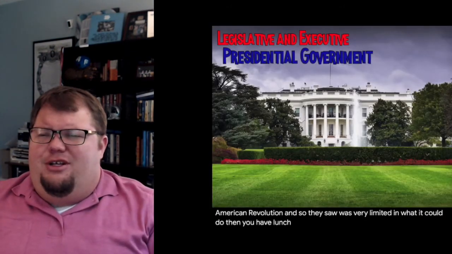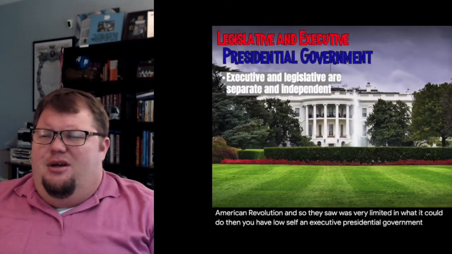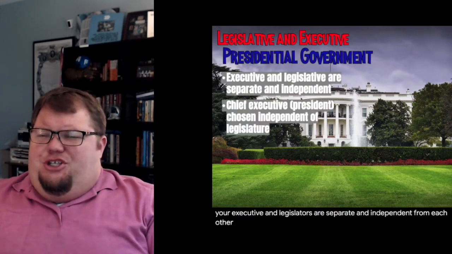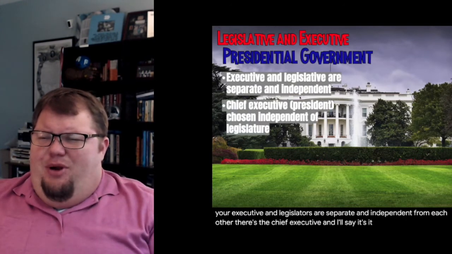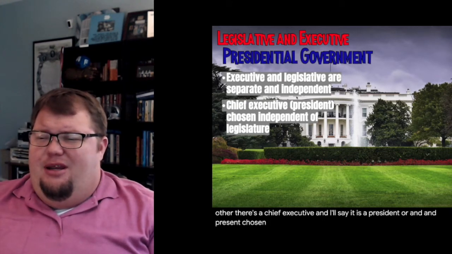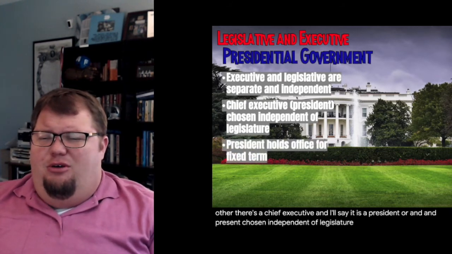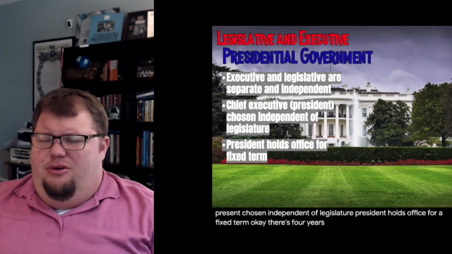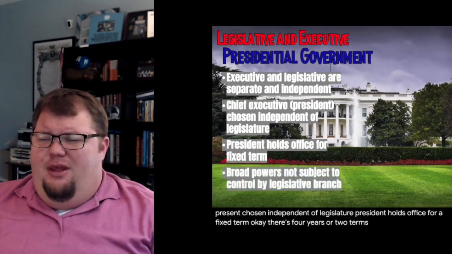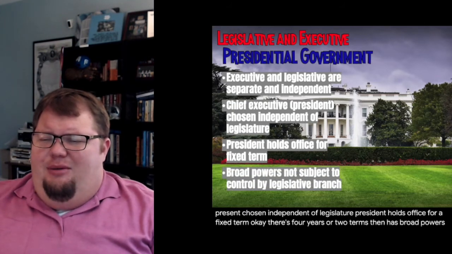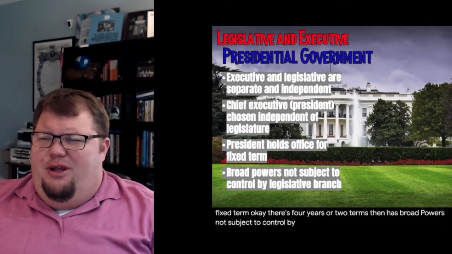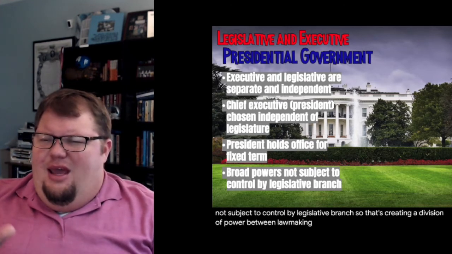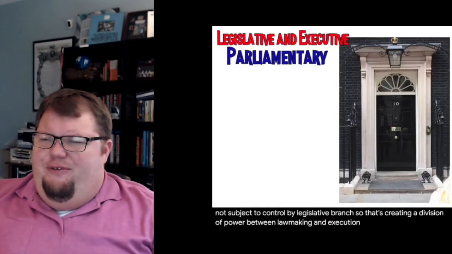Then you have presidential government, where the executive and legislature are separate and independent from each other. There's the chief executive, which in the United States is a president. The president is chosen independent of the legislature and holds office for a fixed term, four years, for two terms. The president has broad powers, not subject to control by the legislative branch, creating a division of power between lawmaking and execution of the law.